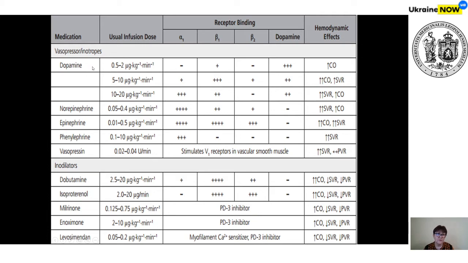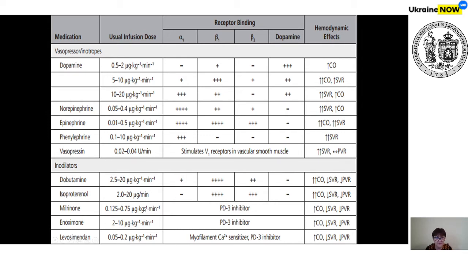So you can see dopamine, and there are usual infusion doses for starting. Norepinephrine has mainly an alpha-1 effect. Epinephrine has alpha-1, beta-1, and beta-2 effects. Phenylephrine is a pure alpha-1 adrenomimetic. Vasopressin is an analogue of antidiuretic hormone, has some inotropic effect, and a special influence on splanchnic circulation.